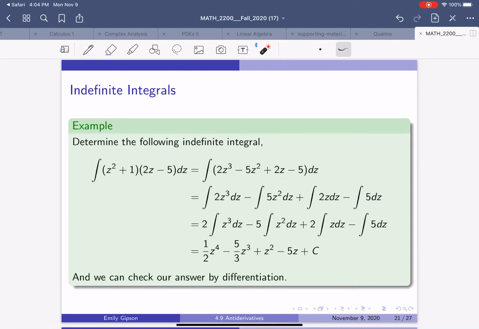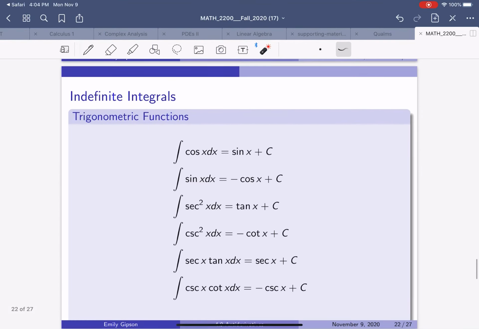So here are some indefinite integrals of trigonometric functions. The integral of cosine x dx is sine x plus c. The integral of sine x dx is negative cosine x plus c. The integral of secant squared x dx is tangent x plus c. The integral of cosecant squared x dx is negative cotangent x plus c. The integral of secant x tangent x dx is secant x plus c. And the integral of cosecant x cotangent x dx is negative cosecant x plus c.